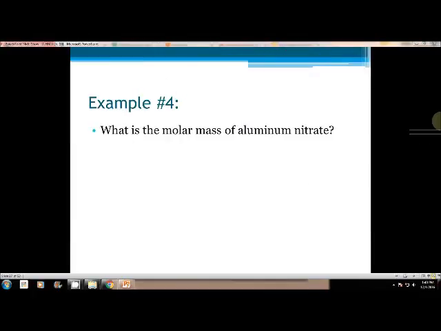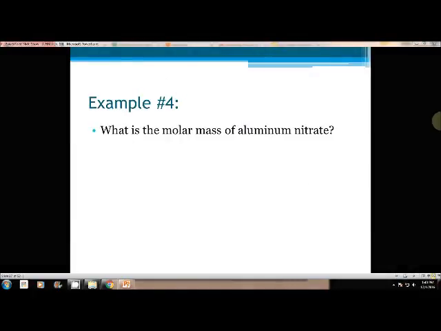Example 4. This time we're going to do it for aluminum nitrate. Is it an acid? No. Is it molecular with prefixes? No. It's ionic. Does it have a polyatomic ion? Yes. What is nitrate? What's the charge? -1. So this is where if you don't know these, you're going to find the wrong molar mass if you have wrong subscripts. So you still need to know them.